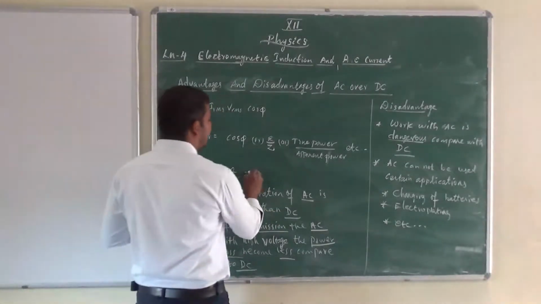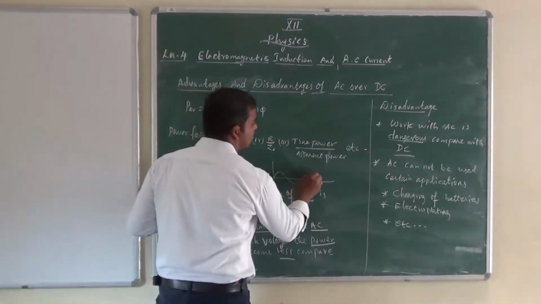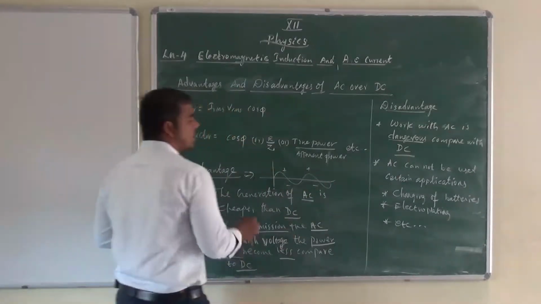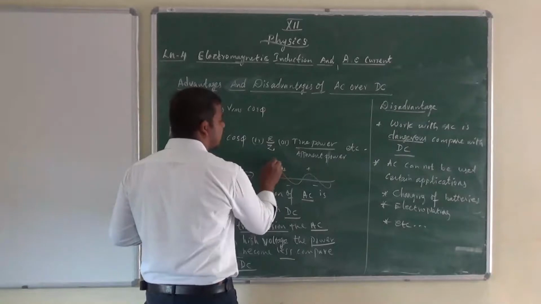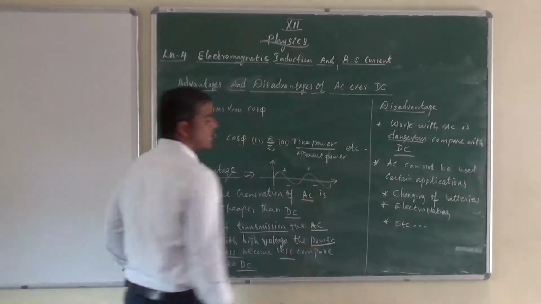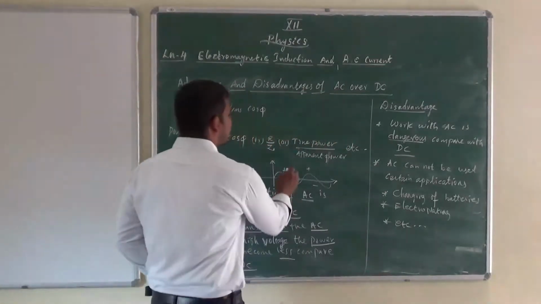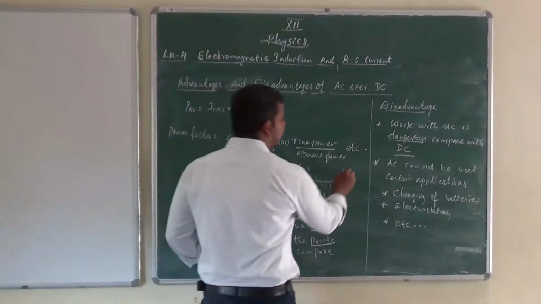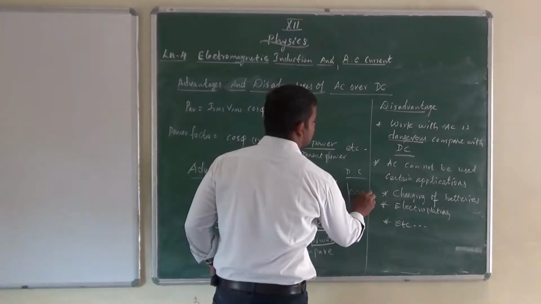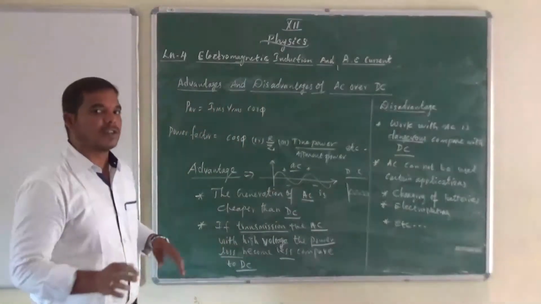AC means alternating current. How do current and voltage vary? I'll show the graphical diagram. See, positive, negative, positive, negative. The current and voltage vary with respect to time. DC means direct current. See, DC does not vary with respect to time. Current and voltage do not vary.